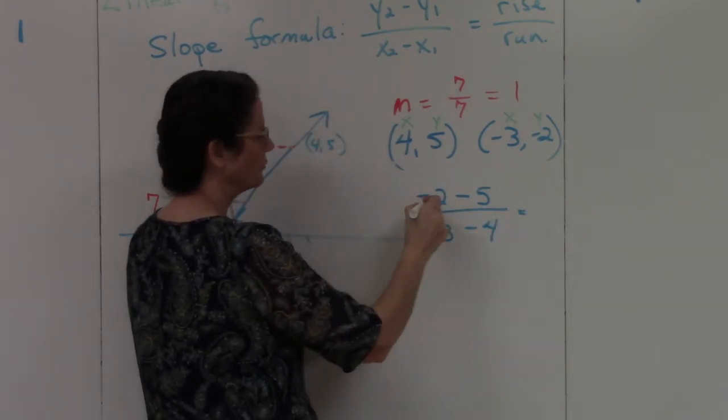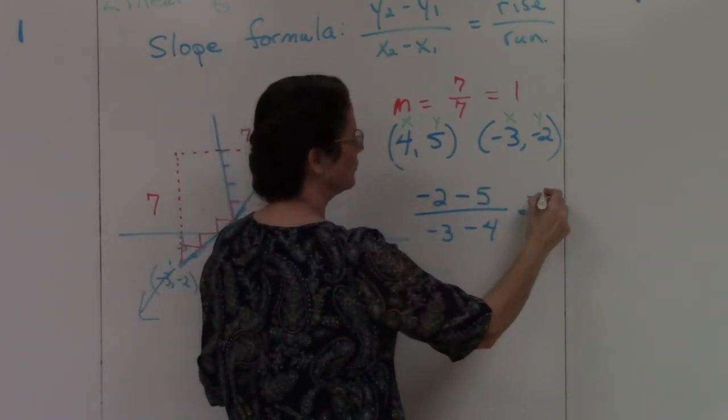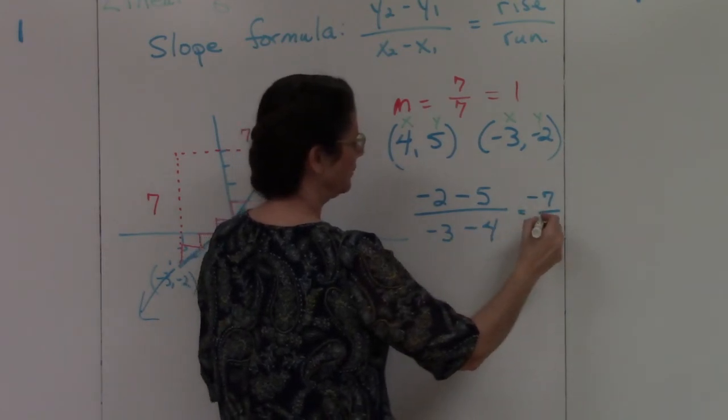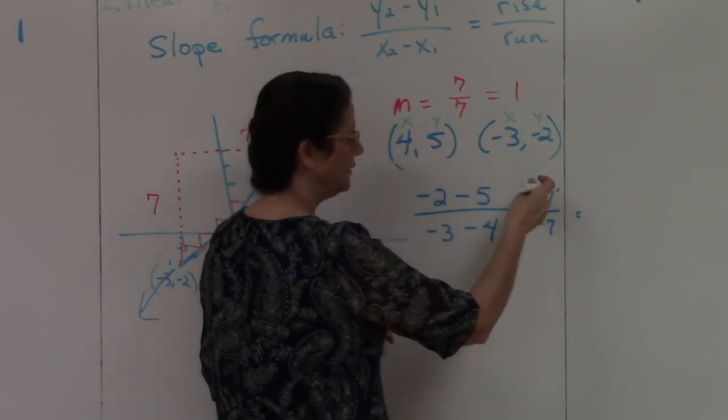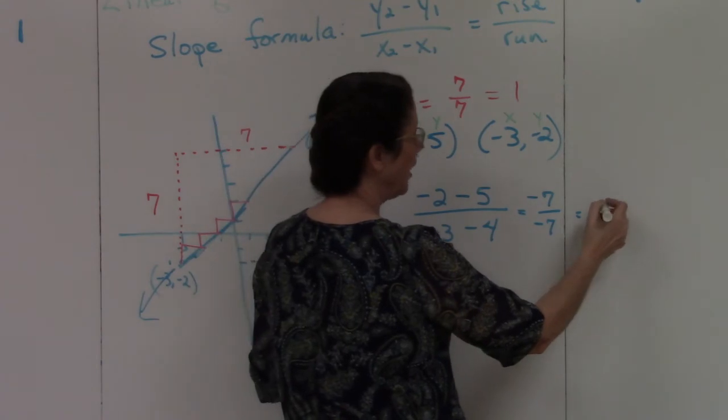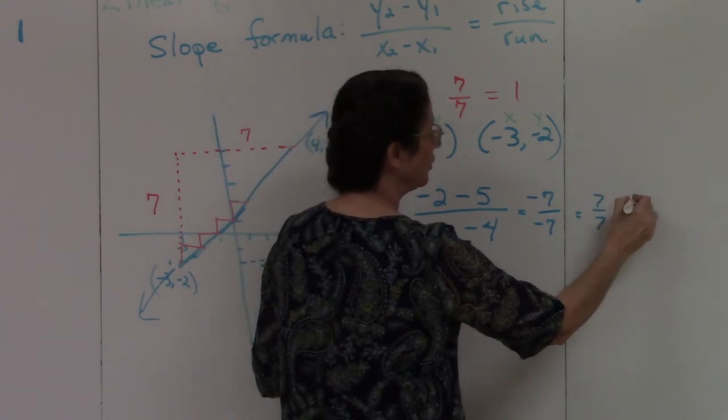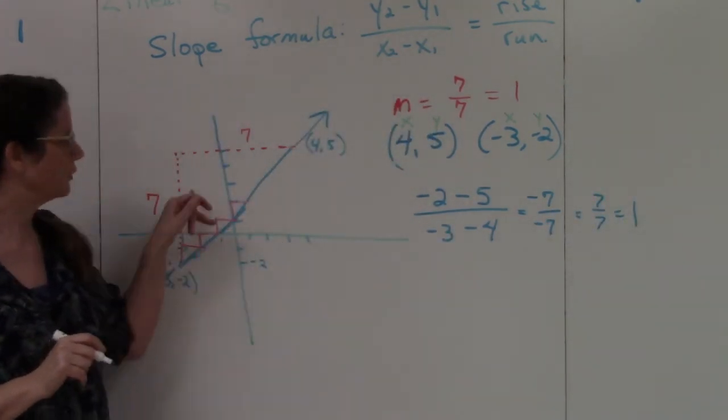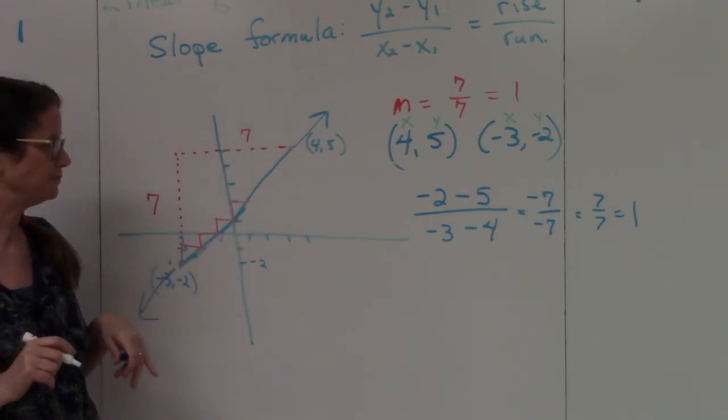And then I work it out. So -2 minus 5 is -7. -3 minus 4 is -7. A negative divided by a negative is a positive, which also equals 1. So we were correct in our calculation.